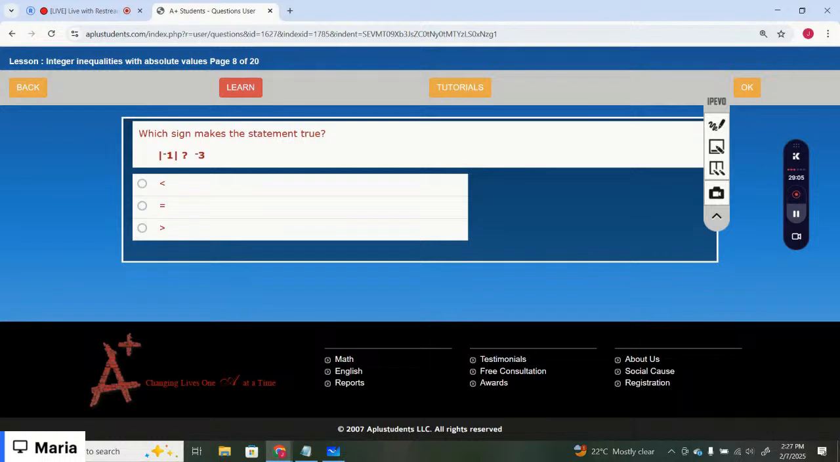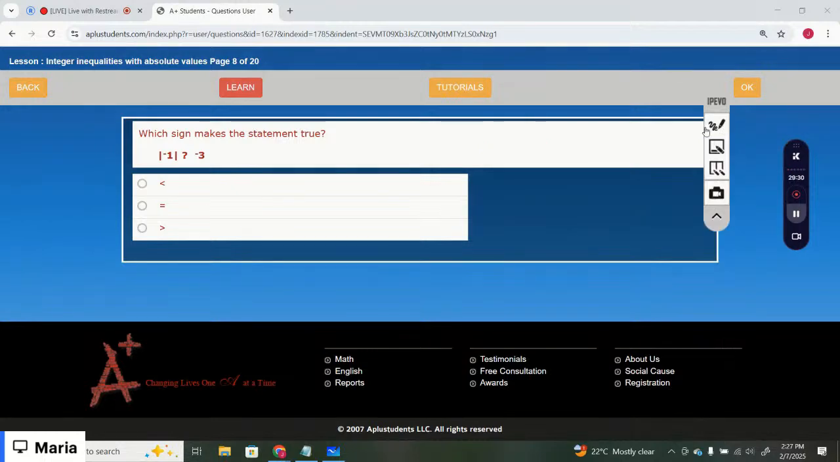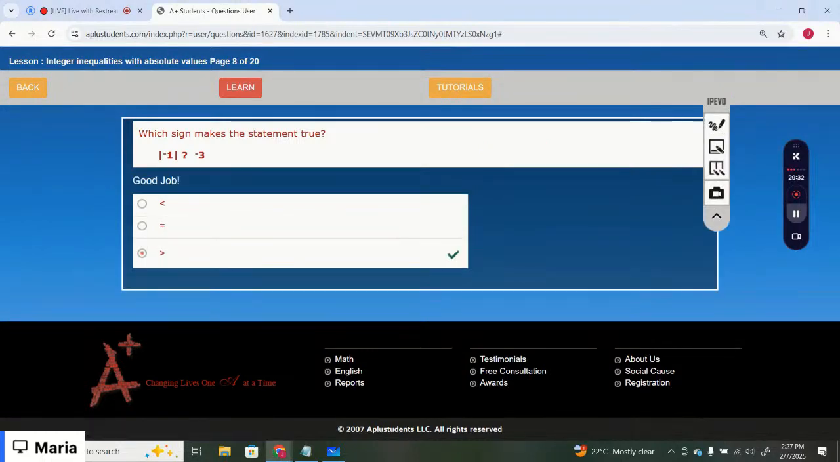Which sign makes the statement true? Absolute value of negative 1, you have to compare it to negative 3. So absolute value of negative 1 is a positive number. That would be 1, you have to compare it to negative 3. So 1 is greater than negative 3. The correct option is greater. Option number 3 is the correct option.